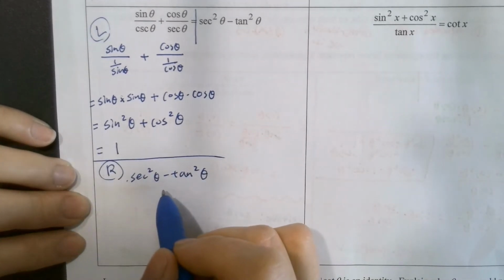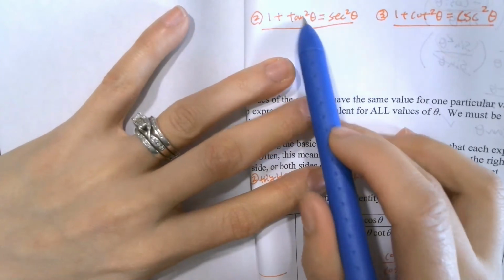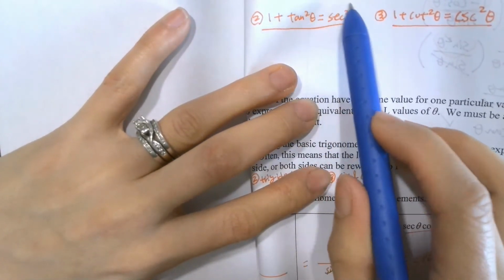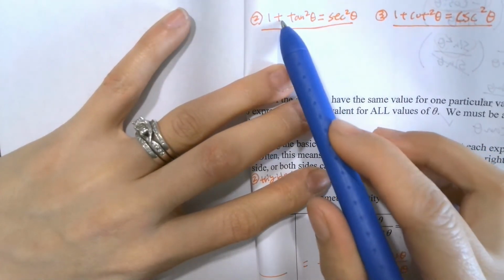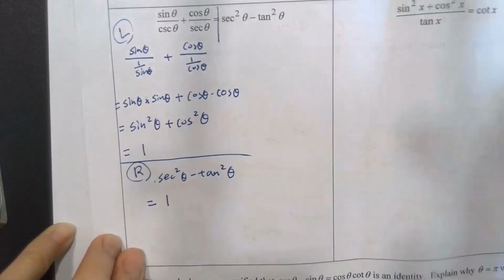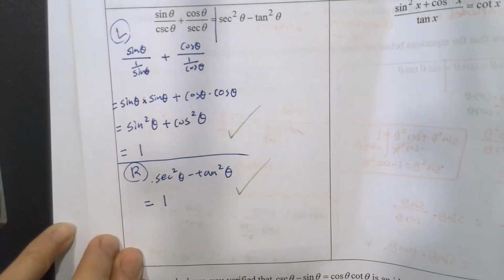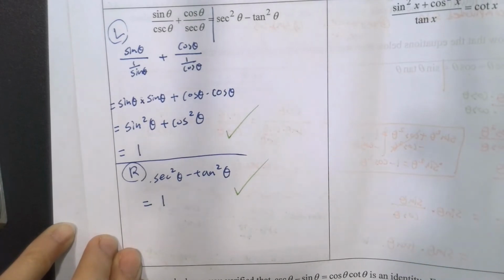Alright, secant squared theta minus tangent squared theta, what do you know? You move that tangent squared theta to the other side of the equal sign to get to 1. That was one of the variations of the trig identity, so that becomes 1. Notice the left side becomes the same as the right side. Done. So that was pretty easy.